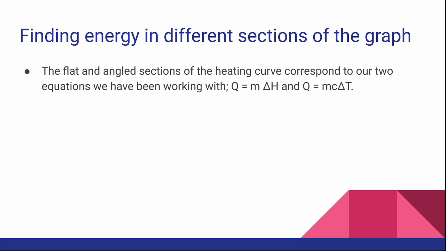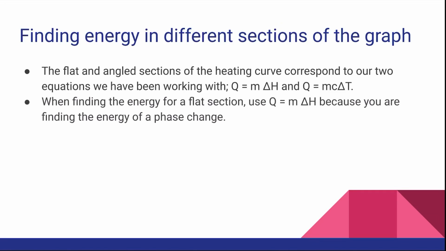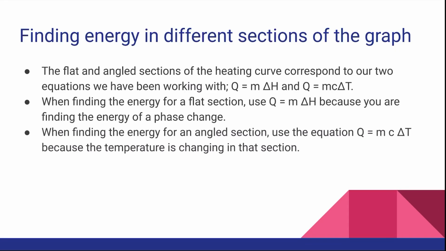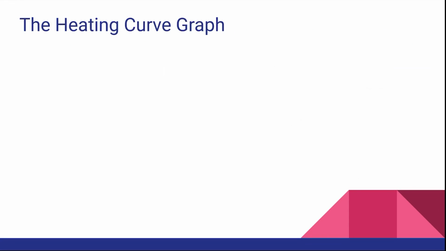The flat and angled sections of the heating curve correspond to our two equations we've been working with, Q equals m times change of H, and Q equals mc change of T. When you're finding the energy for a flat section, you're going to use Q equals m times change of H because you are finding the energy of a phase change. But when you're finding the energy for an angled section, you're going to use the equation Q equals mc change of T because the temperature is changing in that section.